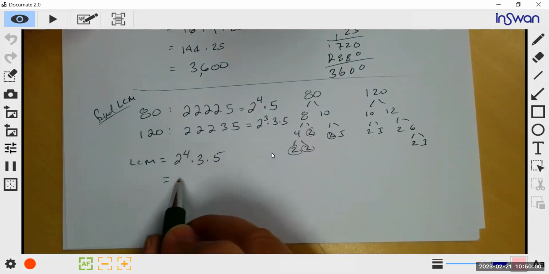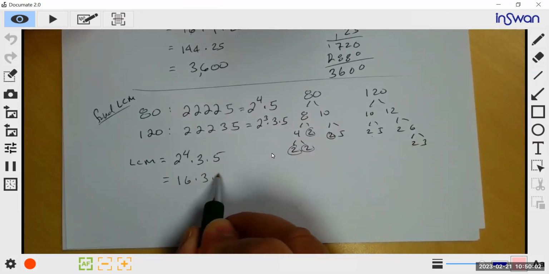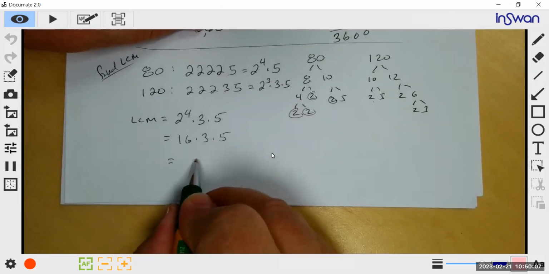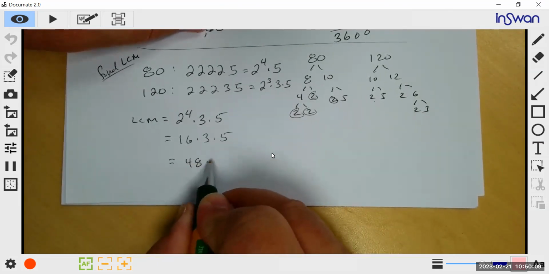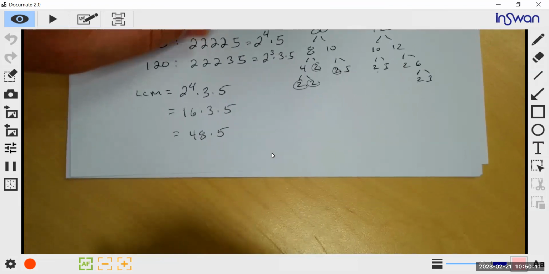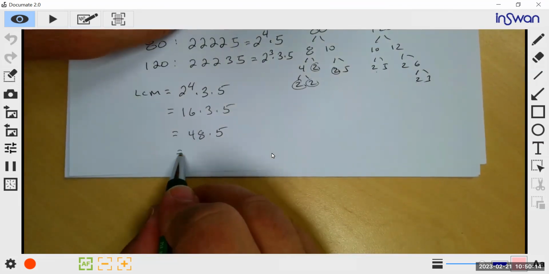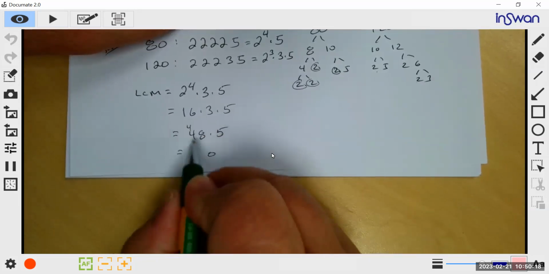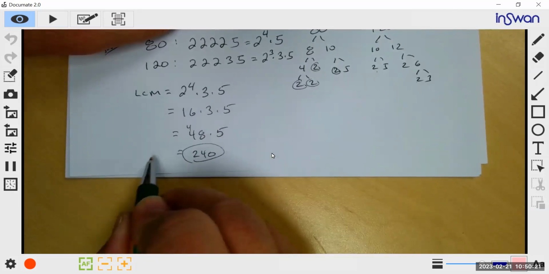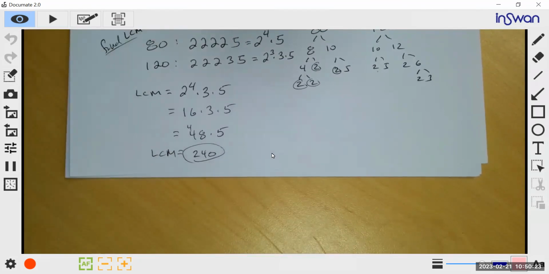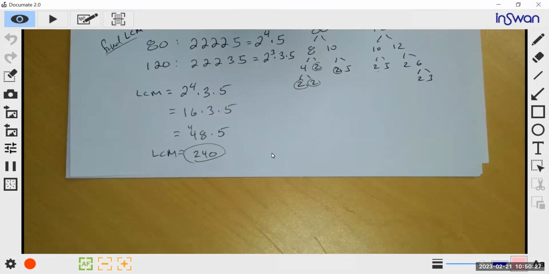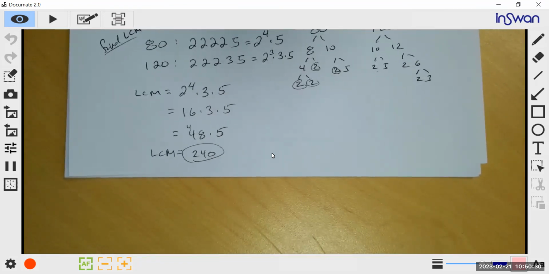2 to the 4th is 16. 16 times 3 is 48, times 5 is 240. So the LCM is 240. Pretty straightforward. So that's the GCD and LCM.